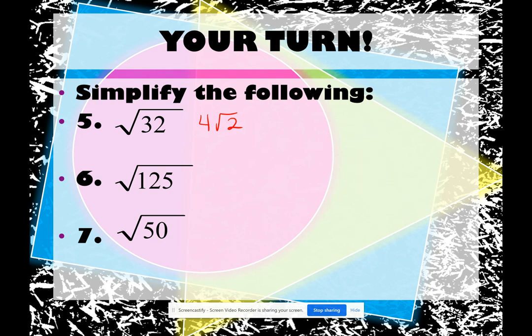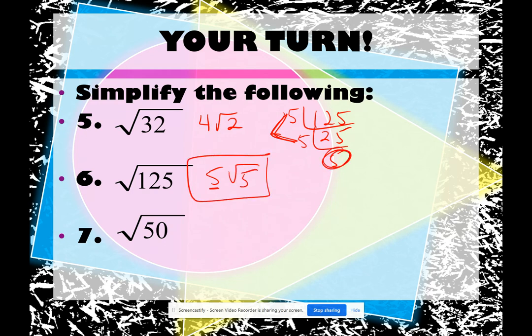Let's try the next one, 125. Now, what goes into 125? 2, 3, 5. Okay, so I have 5 and 25. And then that's 5 and 5. So again, I'm going to check it. 5 times 5 times 5 is 125. So I'm good to go. I have one group. And so this set of 5s comes on the outside. This little 5 stays in. So my final answer is 5 root 5.